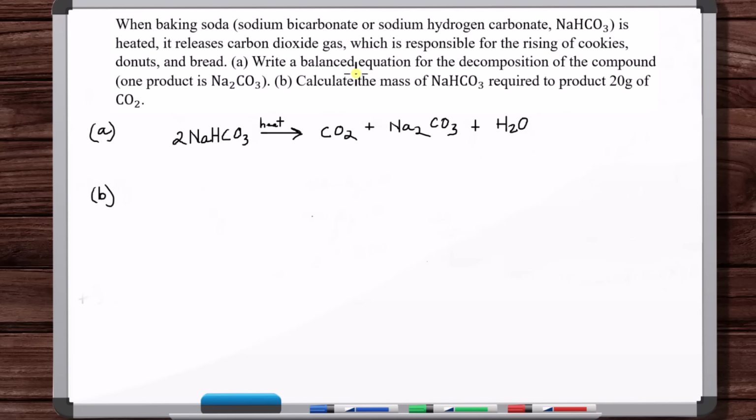Part B, calculate the mass of NaHCO3 required to produce 20 grams of CO2. All right, so with stoichiometry, you first write out what you're starting with, what you're given. They're telling us 20 grams of CO2. Now we're going to use those conversion factors to work our way to what they're asking, which is the mass of NaHCO3.